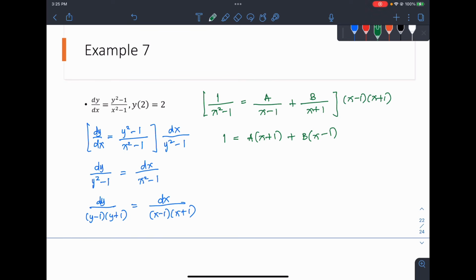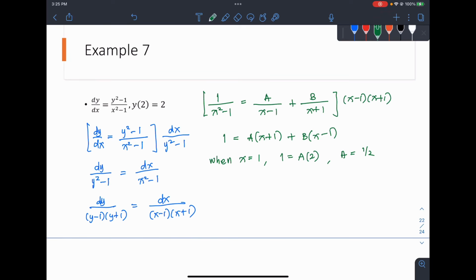So the easiest way is the assumption for the values of x. We want to get the value of A. To get the value of A, we need to zero out the coefficient of B. That is when x is 1. So that would be 1 equals A times 1 plus 1, which is 2, and then 1 minus 1 would be 0, so thus B will be 0. Therefore A will be equal to 1/2.